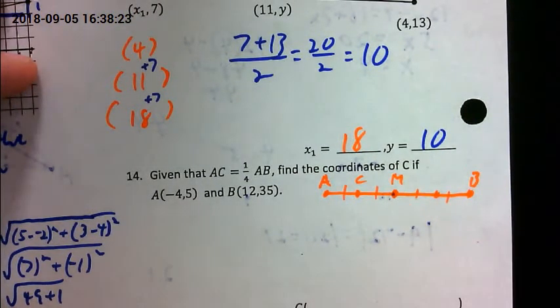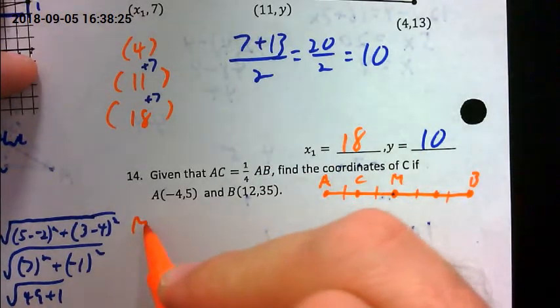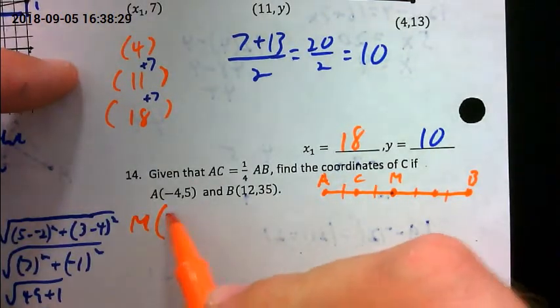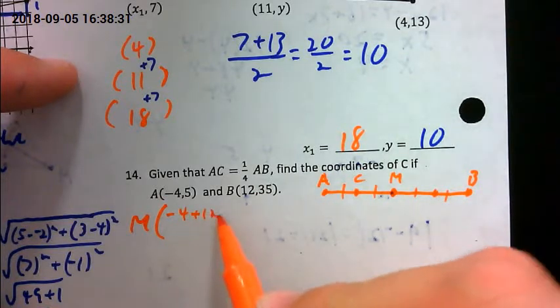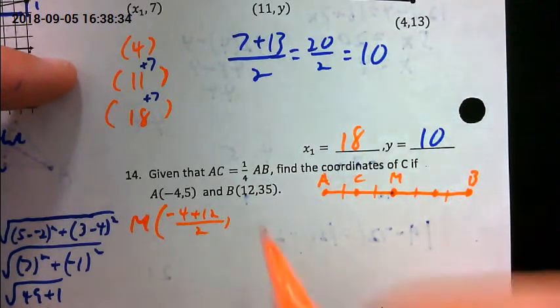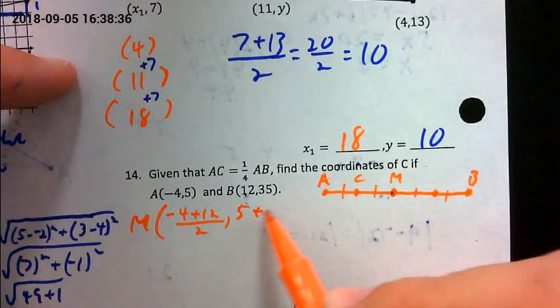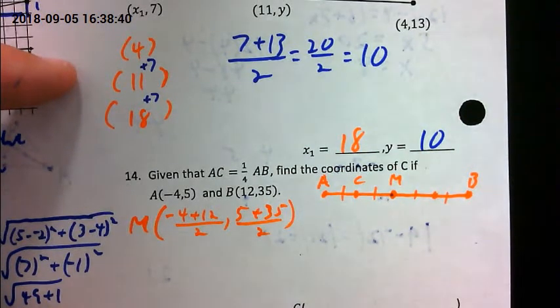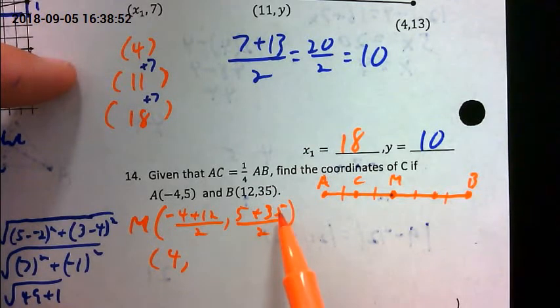So to find that first midpoint, M, I'm going to do my midpoint formula using the two values that were given. I have -4 plus 12 over 2, and then I have 5 plus 35 over 2. This is now going to be 8. 8 divided by 2 is 4. This is 40. 40 divided by 2 is 20.